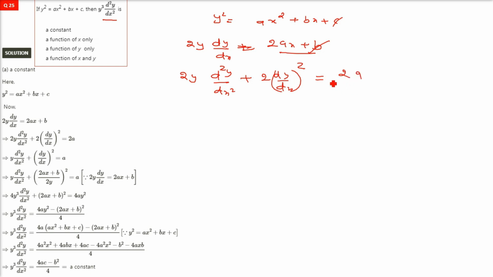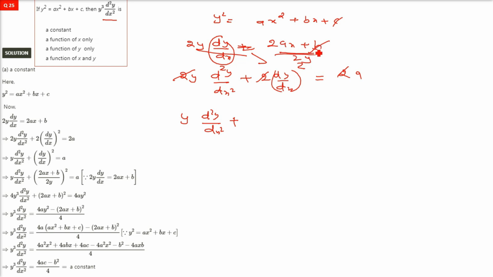So what is 2 doing here? Let us eliminate all of it by dividing it by 2. So we have y d2y by dx2 plus dy by dx whole square equals a. Now we are still not done, because we need d2y by dx2 with y cube. So dy by dx we have already done, and dy by dx whole square we want. So this can be replaced.